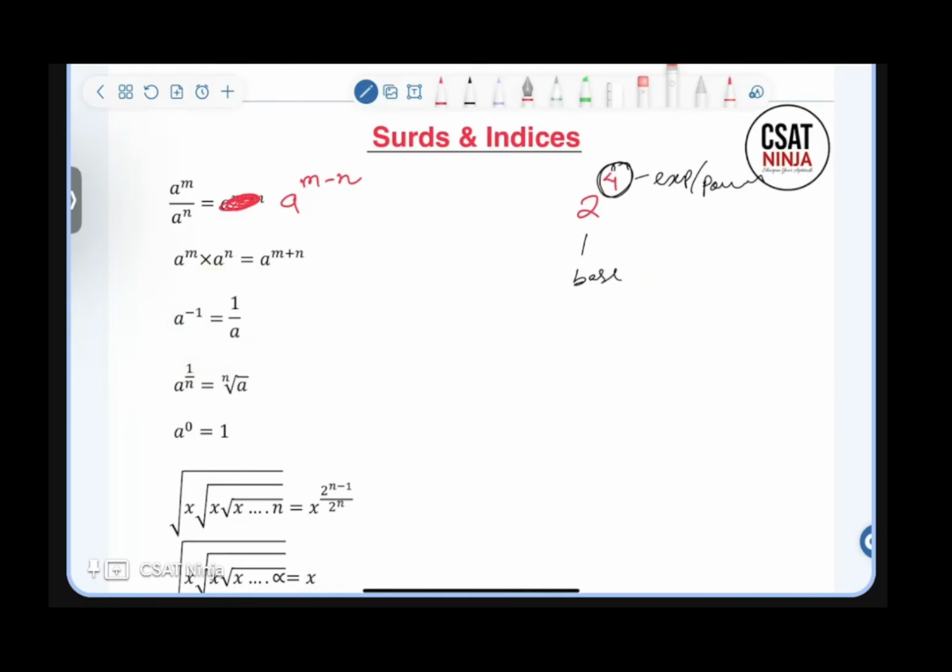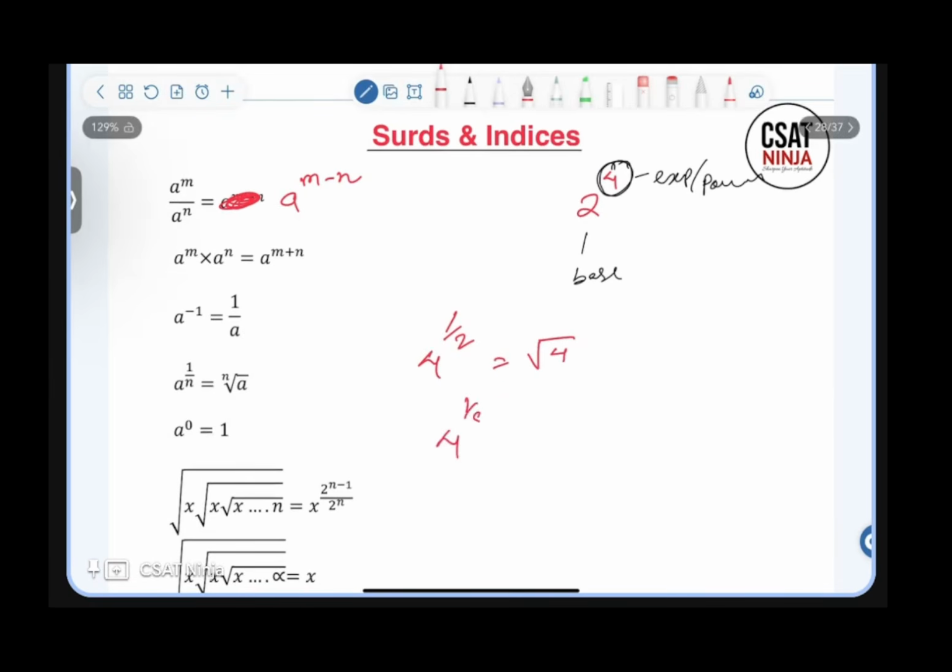What if you have it like this now? If you have a to the power, let me use a number here, 4 to the power 1 by 2. 1 by 2 means square root, okay? What about if you have 4 to the power 1 by 3? That means it is cube root.